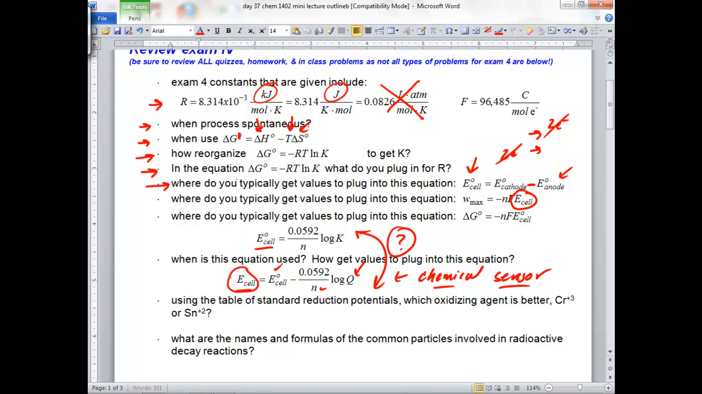Let's hit a few more points home on that. The little zero's gone, right? Here the little zero's there. Here the little zero's gone. What made it non-standard? Because erase that little zero, that means it's not standard conditions anymore. What changed? What could change that it's not standard conditions? It gives you the concentrations.